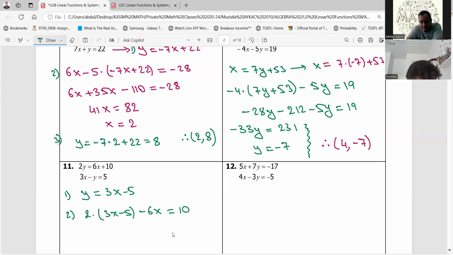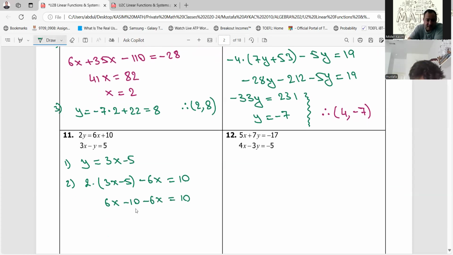You mean this? Okay. And now 2 times 3x, it is 6x. 6x minus 10 minus 6x is equal to 10, right? And now 6x minus 6x is 0. So here we have on the left-hand side negative 10, on the right-hand side 10. Now we have a contradiction. Negative 10 is never equal to 10, right? So that means this system has no solution.